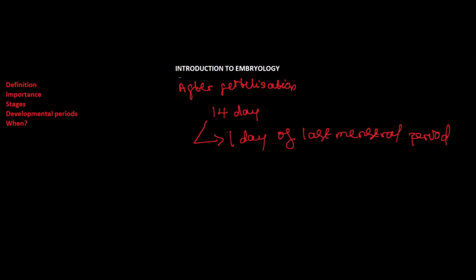Now, why is this so important? This is important because this is the exact knowledge and the exact formula that is used in calculating the due date of pregnant women. Okay, so pregnancy usually lasts for about 40 weeks or 280 days. Okay, and we start counting from the first day.